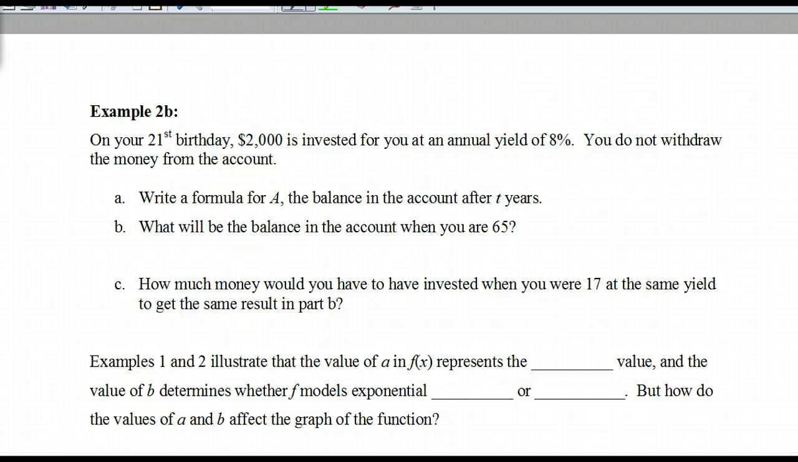So in this example, everyone, on your 21st birthday, you get $2,000 invested for you with an annual yield. You do not withdraw the money from your account. So we need to write a formula for A after t years. What is it going to be? A of t equals 2,000, and then parentheses 1.08. Good. And then to the t. That's what it is. Okay?